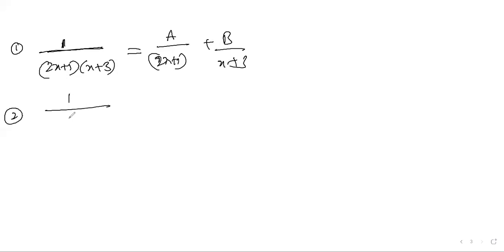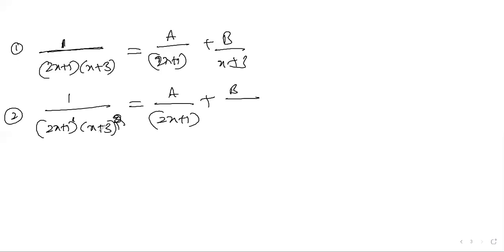Okay, second one. The question should be 1 by (2x plus 1) into (x plus 3) whole square. What is the degree of the denominator? Cube, 3. We'll get three terms. One is A by 2x plus 1. Because the order is one, you can write A by that, then B by x plus 3, plus C by x plus 3 whole square.